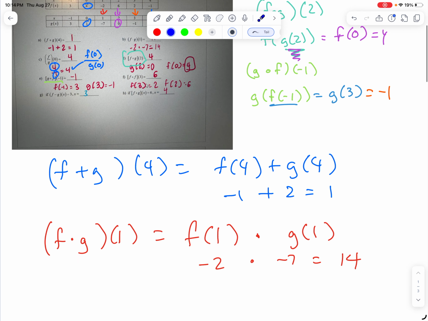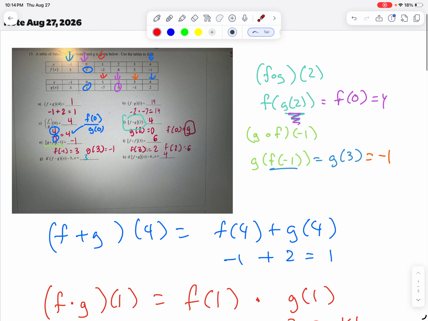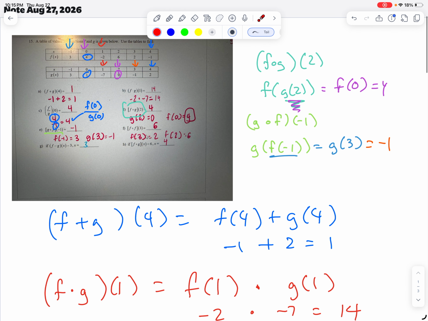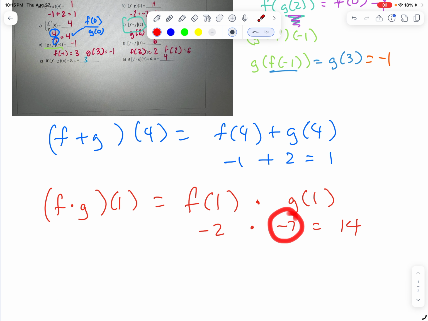When you see the dot, it means multiply. Now, what's really important, there's a difference between when it's open versus a dot. Dot means multiplication, so this means f of 1 times g of 1. So I say, well, when f is 1, it's -2. And when g is 1, it's -7. And then we multiply -2 times -7, and that gives me 14.